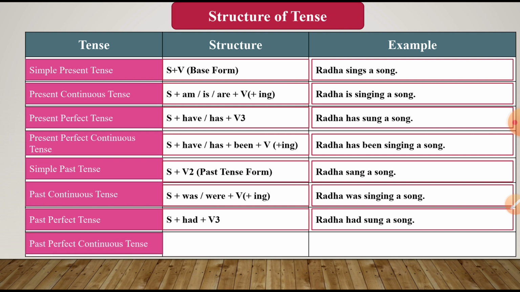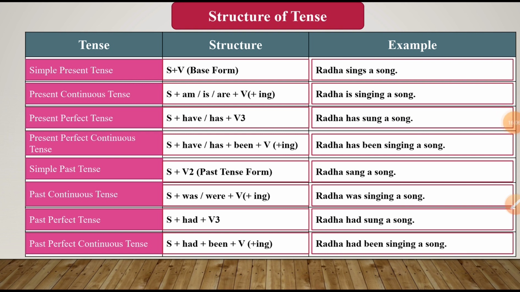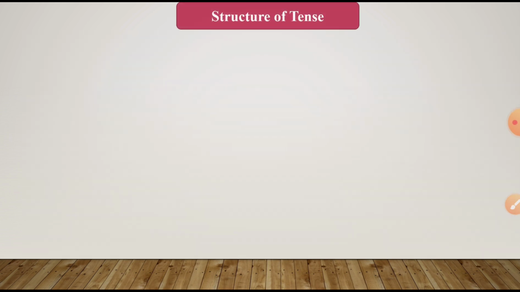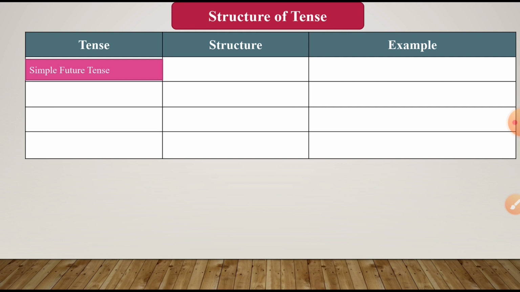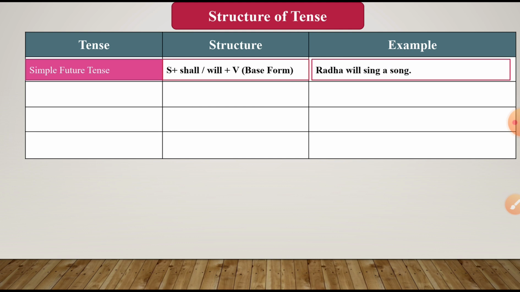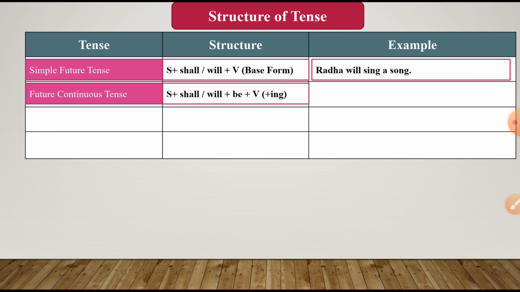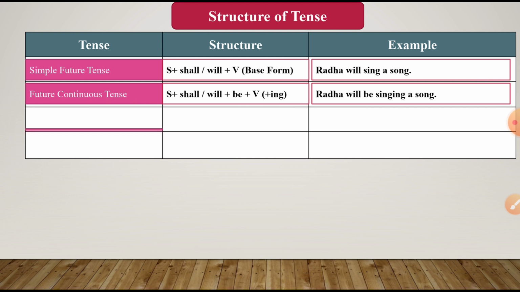Past perfect continuous tense. Subject plus had plus been plus V in ing form. Radha had been singing a song. Simple future tense. Structure is subject plus shall or will plus verb in base form. Radha will sing a song. Future continuous tense. Subject plus shall or will plus be plus V in ing form. Structure: Radha will be singing a song.